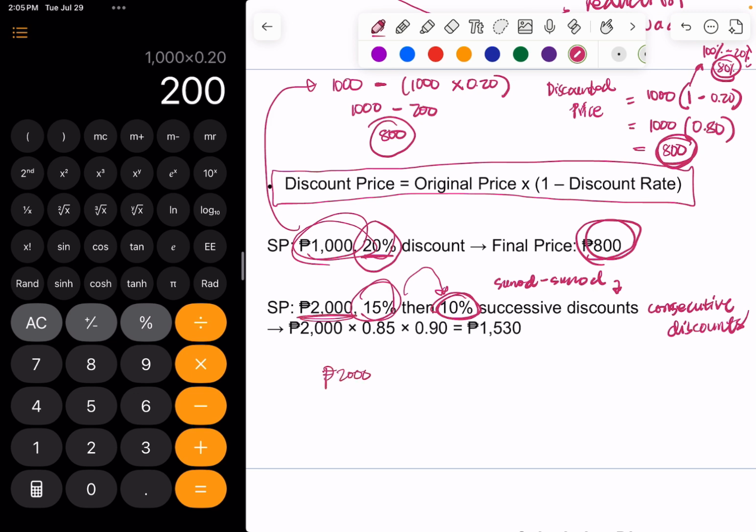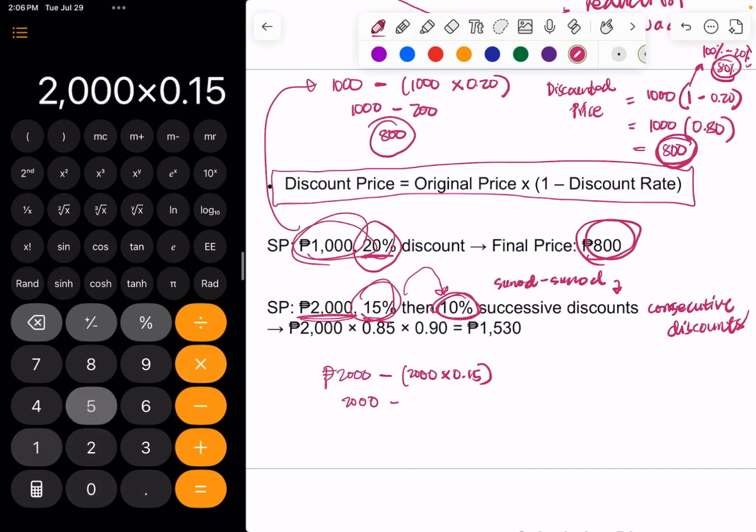Okay, so si 2,000 pesos, naa kay 15% discount and naa pod kay 10%. Let's apply first the 15% discount, sunod si 10% discount. So to get that, 2,000 minus what is 15% of 2,000. 15% of 2,000 is 300. So 2,000 minus 300, that is 1,700.